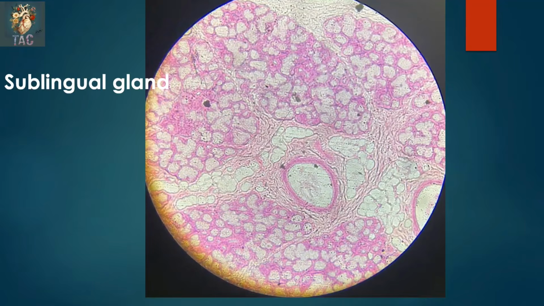Then the sublingual gland and submandibular gland are both mixed salivary glands, but the sublingual gland is predominantly mucous and contains mucous acini. If serous acini are present, they are present in the form of demilunes. This slide shows the septa dividing the substance into lobes and lobules. This one is the larger duct present in the septa, and these all are mucous acini. So clearly this is a slide of the sublingual gland.